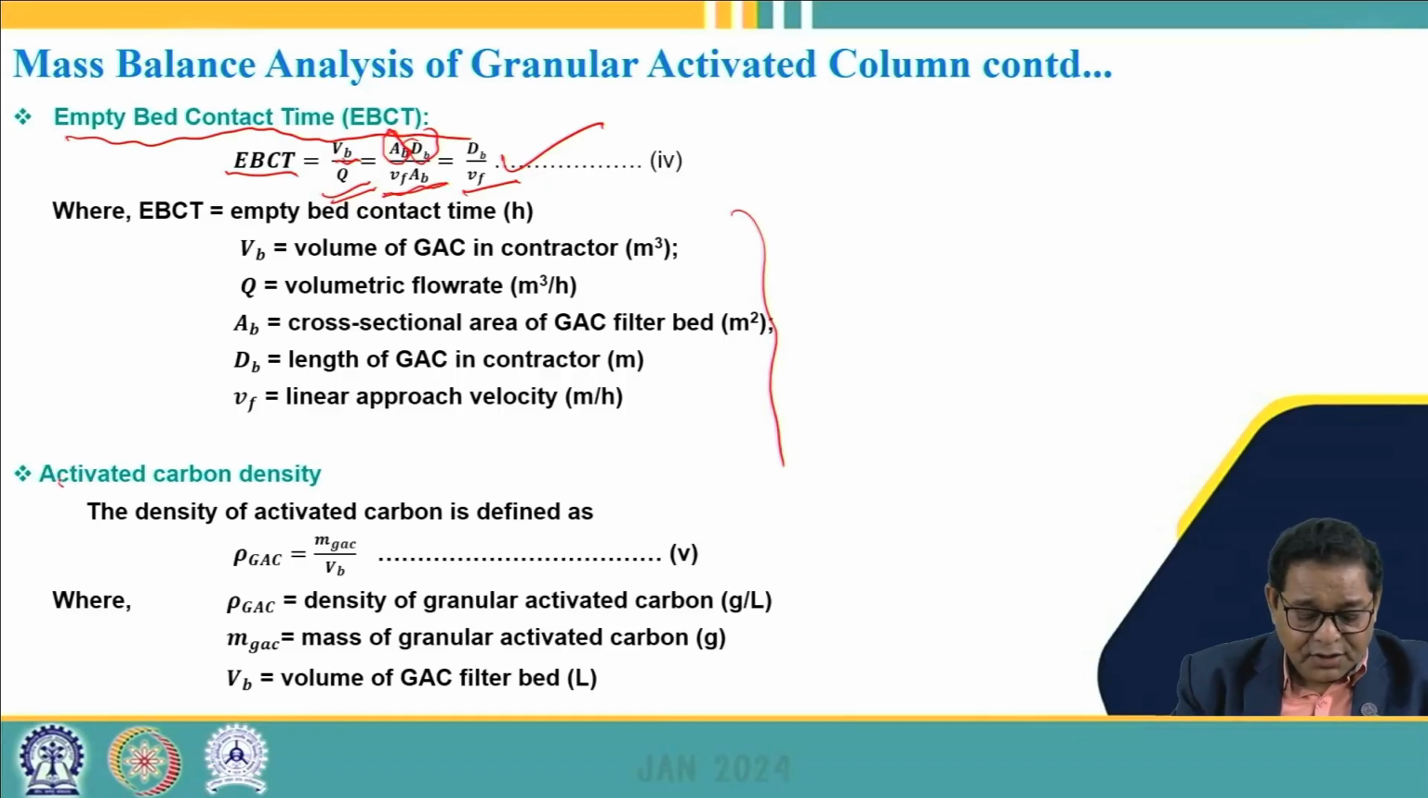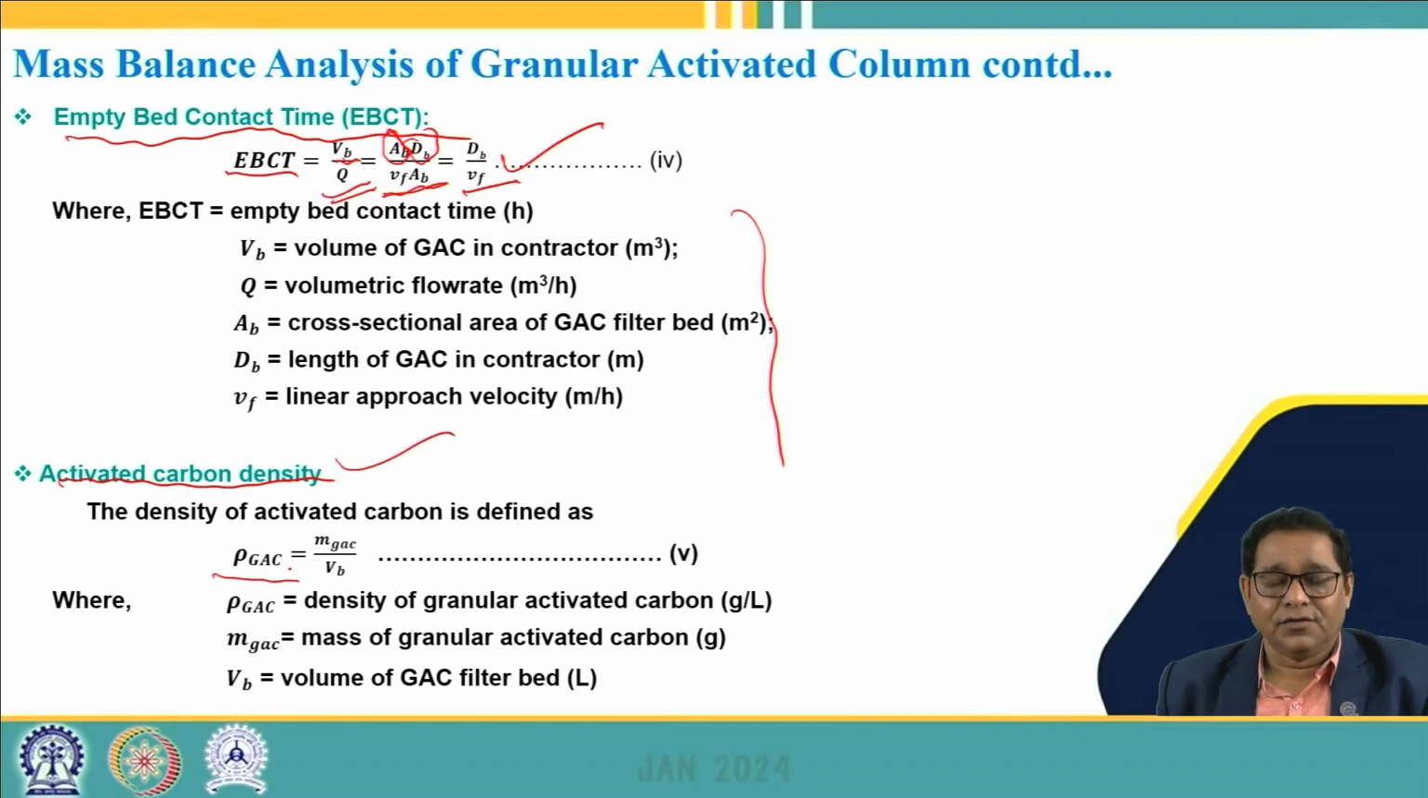Then another important parameter that we use to determine the total amount of activated carbon required is activated carbon density. As we know, this is the ratio of the mass to the volume. So this is the mass of the granular activated carbon filled into the column having its bed volume equal to BV.